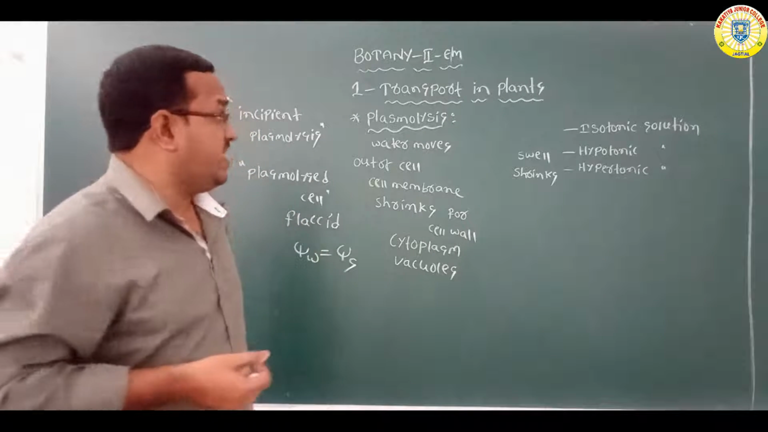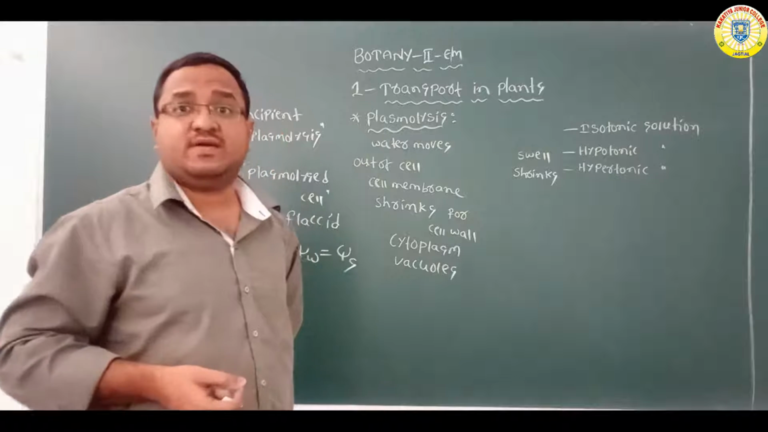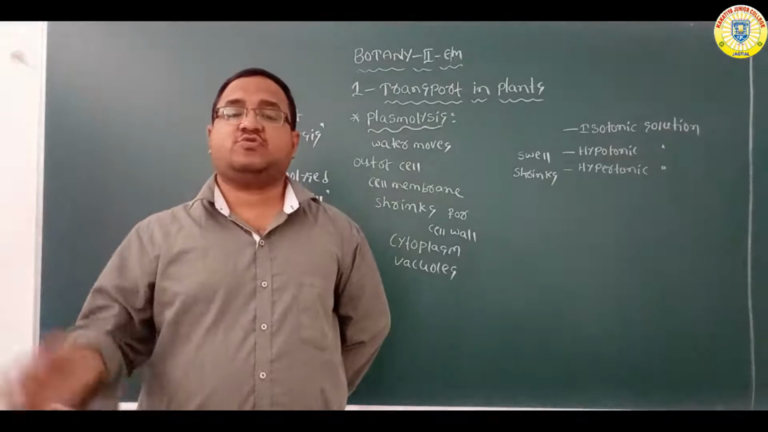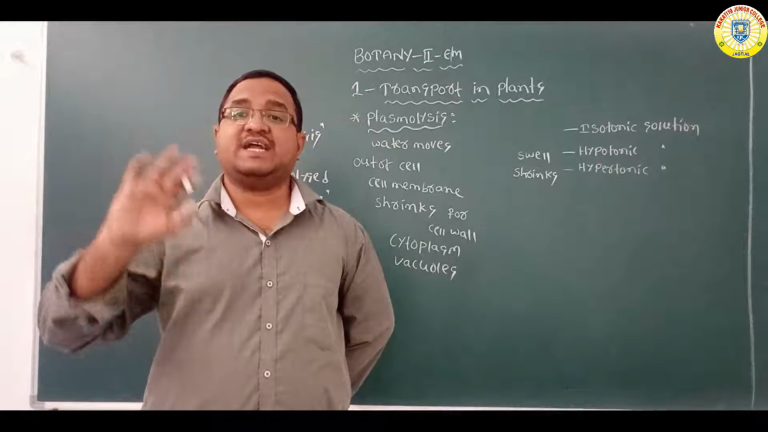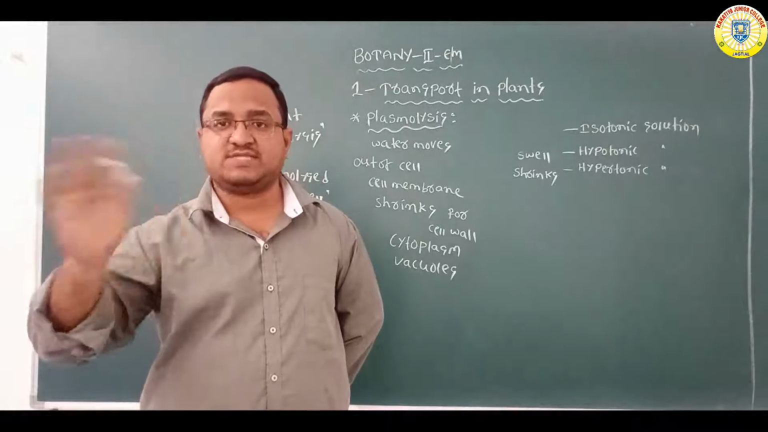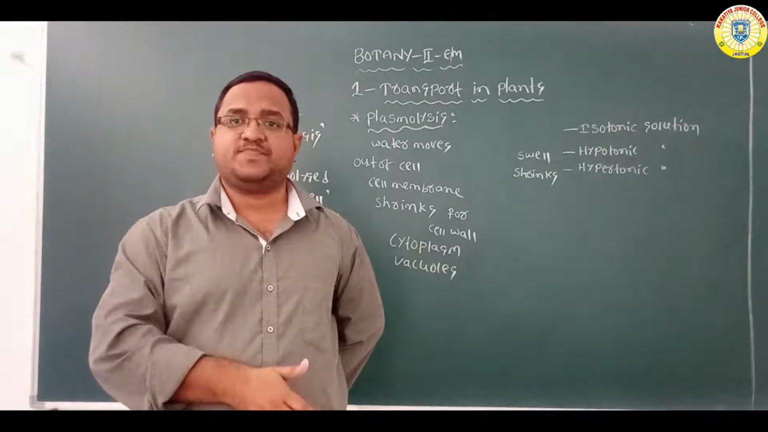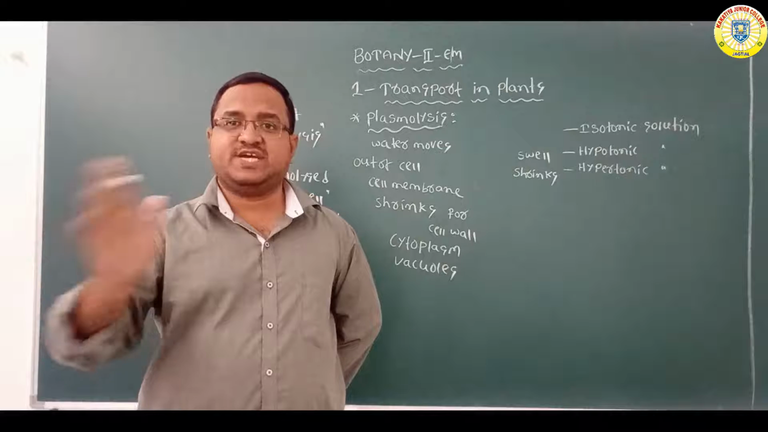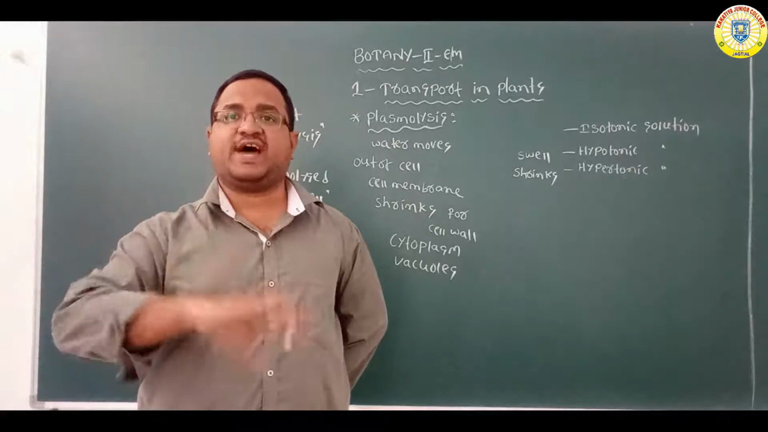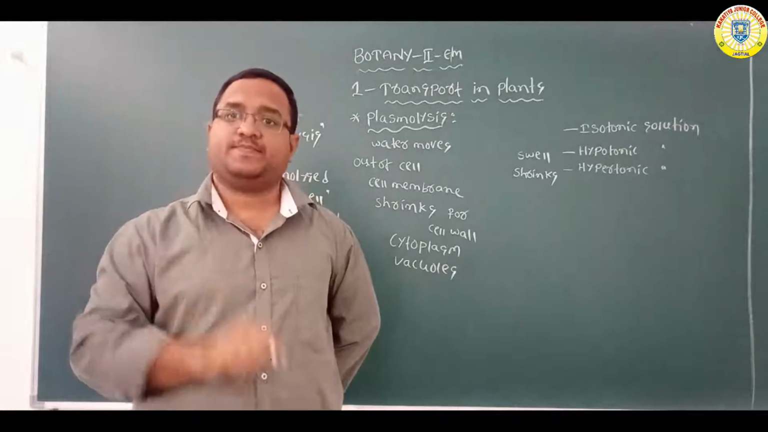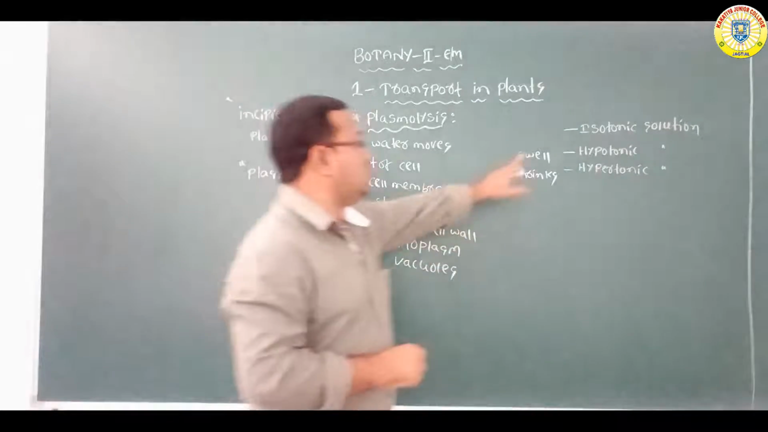So what about when you keep the cell in isotonic solution? This isotonic solution balances the osmotic pressure of the cytoplasm. There is no net movement of water inwards and outwards, so equilibrium is reached. In that equilibrium, both have equal concentration, so the net movement of water is equal to 0 in isotonic solution.